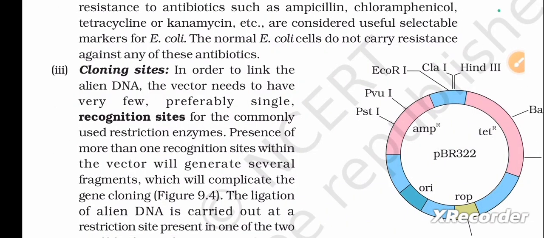Third one, cloning sites. In order to link the alien DNA, the vector needs to have very few, preferably single, recognition sites for the commonly used restriction enzymes. Presence of more than one recognition site within the vector will generate several fragments, which will complicate the gene cloning.